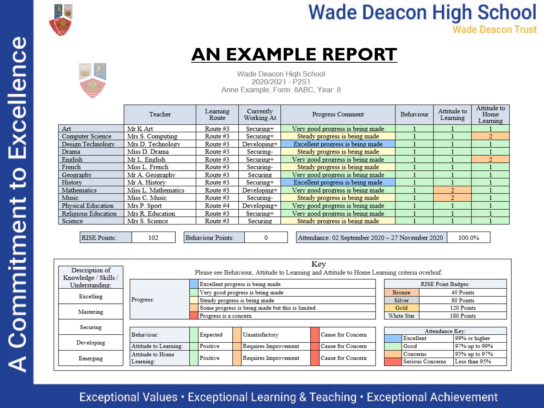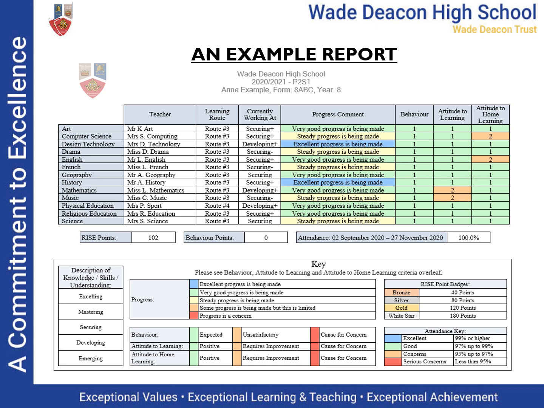Your child's report will also include key pastoral information such as an overview of behaviour and attitude to learning in lessons and attitude to home learning. Your child's rise points are the number of reward points your child has achieved since the start of the year. When students achieve a certain number of points, they will be rewarded with a badge to wear on the blazer lapel. The key indicates the number of points needed for each colour badge.